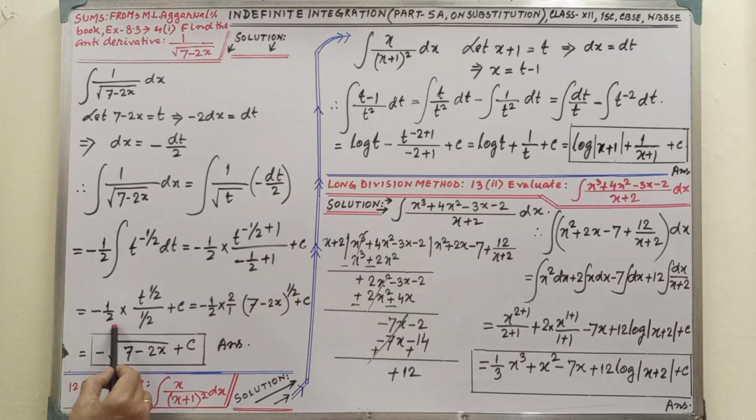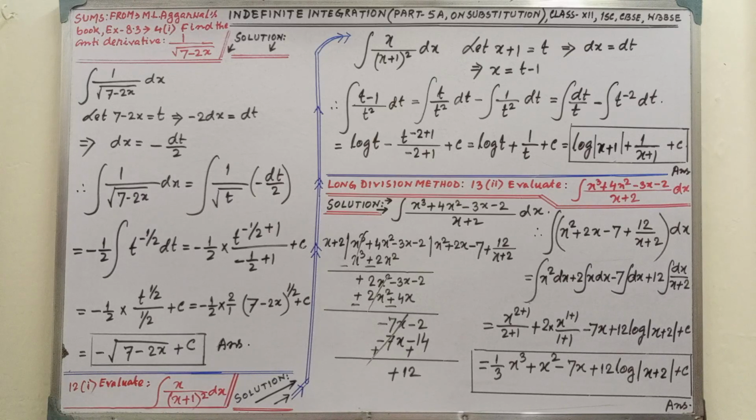Then by simplification, we are getting minus root over 7 minus 2x plus c. This step, if you follow attentively, then easily you will understand. The sum is completed. Next sum.